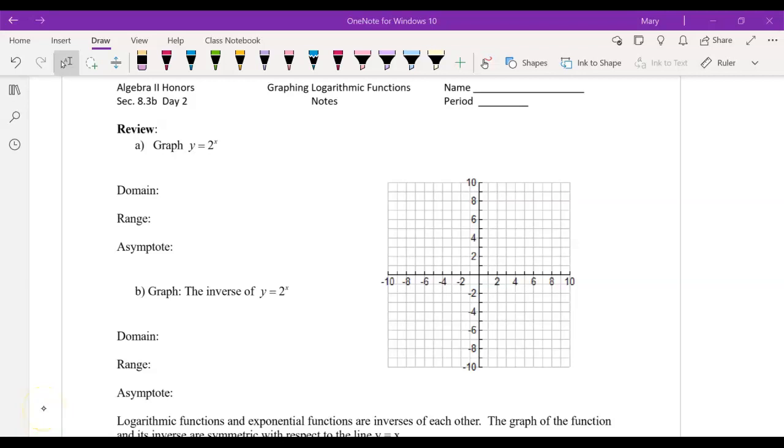Hello, today we will be graphing logarithmic functions. So we're going to start off by graphing our old stuff, our exponential functions, as a review. When you create your table of values, we used -1, 0, and 1 for your x values. We did 1 over your base, 1, and your base as your y value.